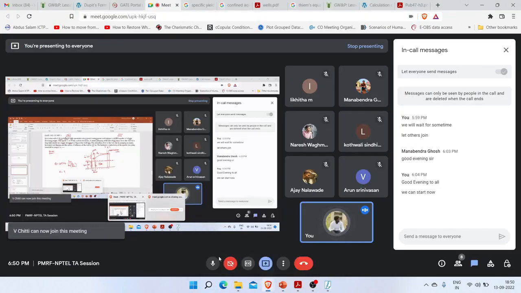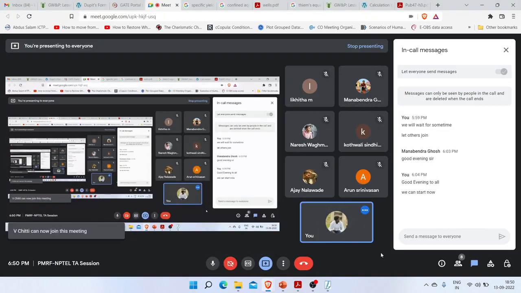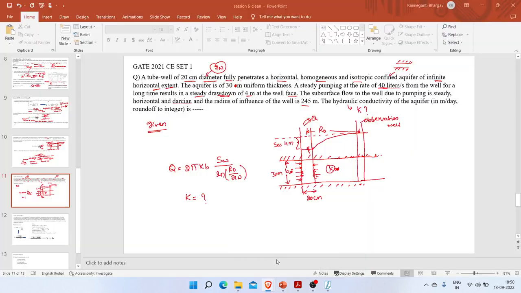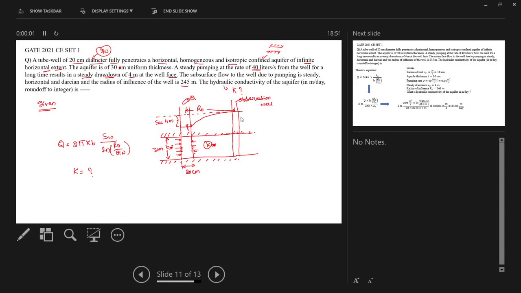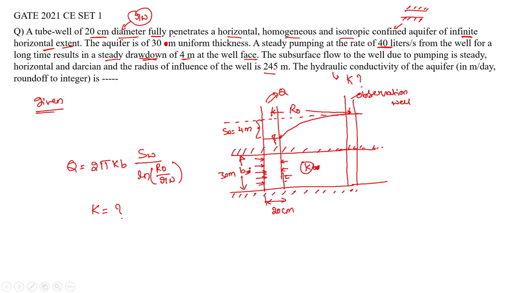So how much is K? Can anybody guess? Read. I see the formula is here only, and the given data is also here. Just substitute in that. It is just a 2 marks question. If you know this particular formula, you'll be able to score 2 marks here.